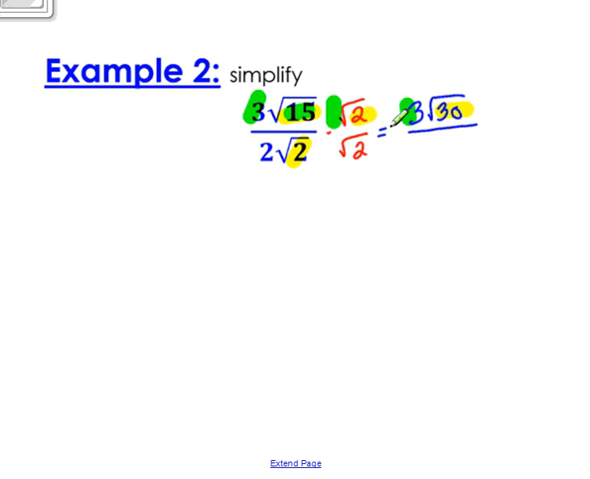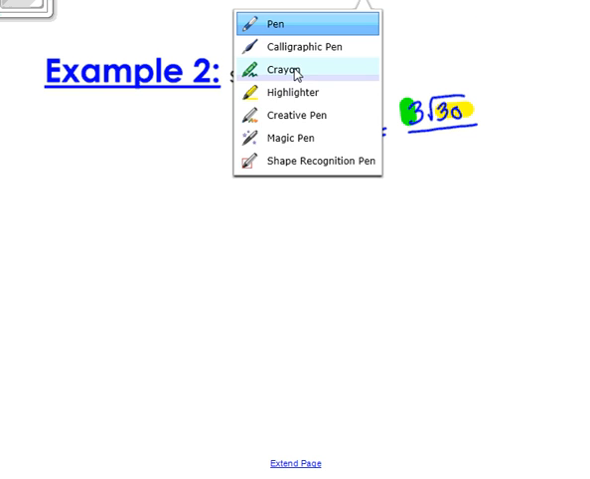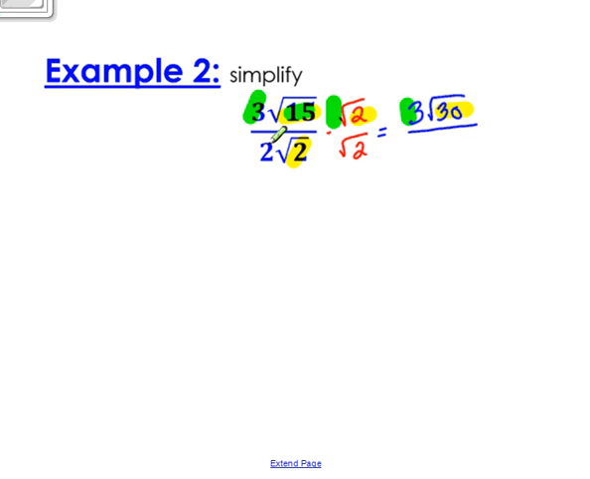Same thing on the bottom. The only outside number I have here is 2, so I'm just going to bring that over, because this is like a 1 here, and 2 times 1 is 2. And then when I multiply my insides together, I'm going to get 2 times 2, which is 4. And you'll see that this will all work out. That's why I did it.